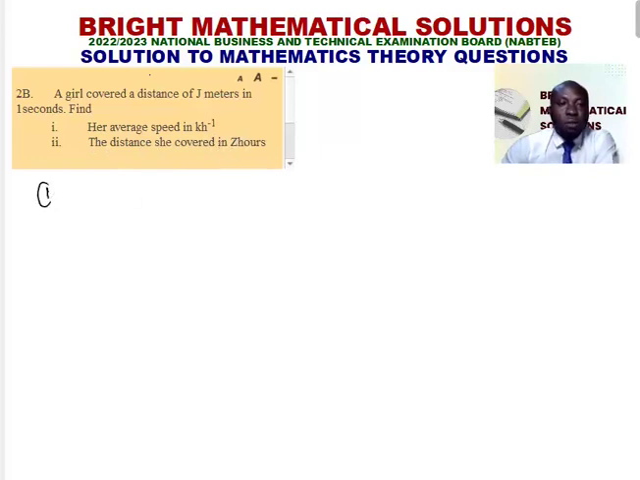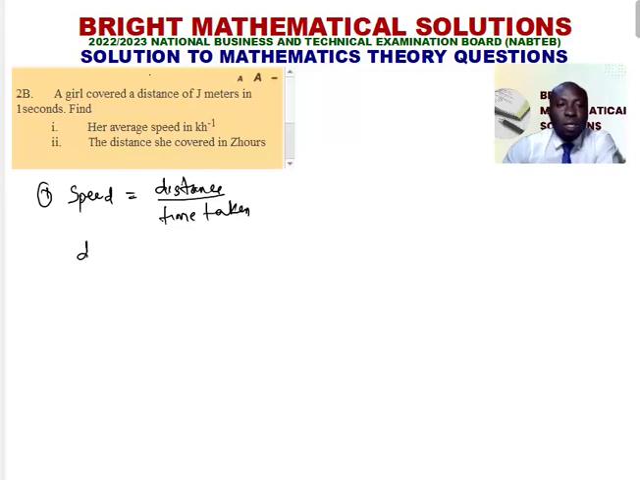Now, for the first one, the formula for finding speed is distance all over time taken. This is to be found in kilometers per hour, but we are given that she traveled in meters per second. The first thing is to convert the meters and the seconds into kilometers per hour.